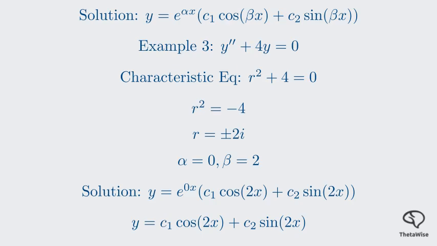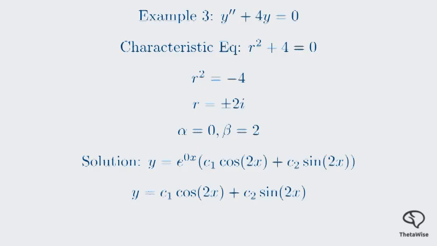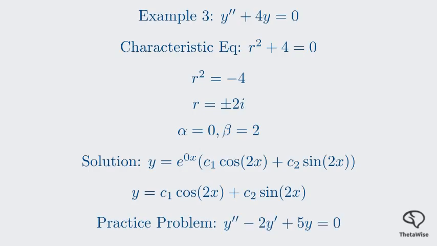Solve y double prime minus 2y prime plus 5y equals 0. Pause the video and find the roots of the characteristic equation. Then, write down the general solution.